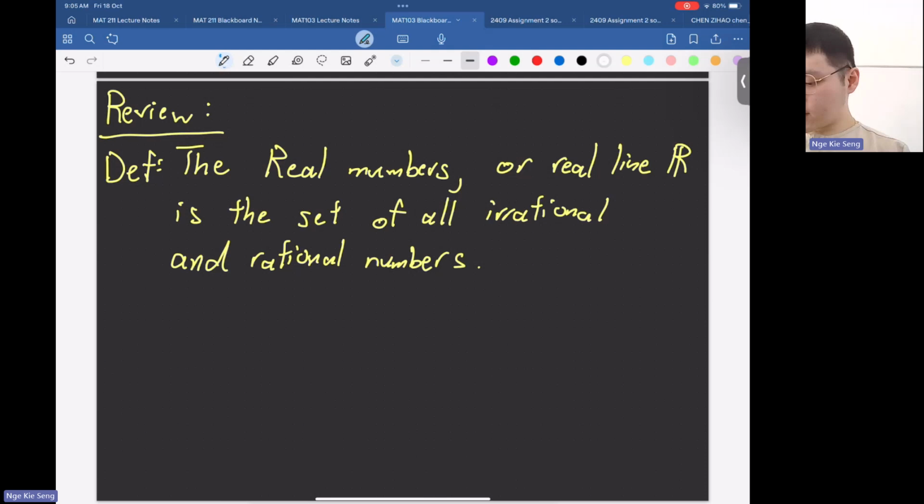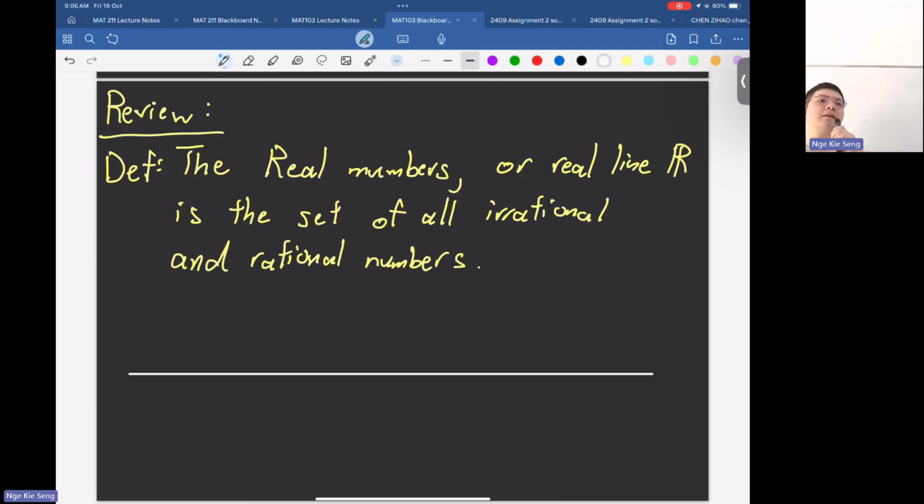So how does this real line look like? Usually we'll draw a straight line like this, without end. So there's no infinity inside here, there's no negative infinity inside here. Without end. What numbers are inside this real line?